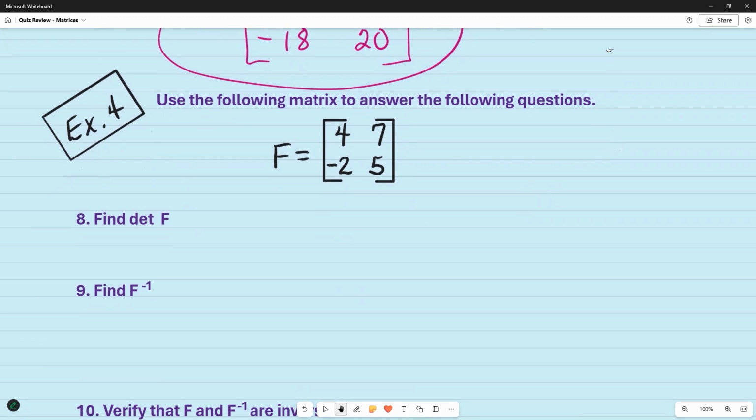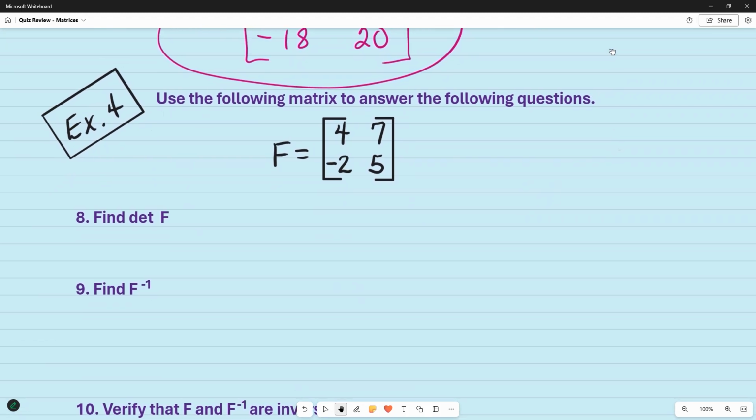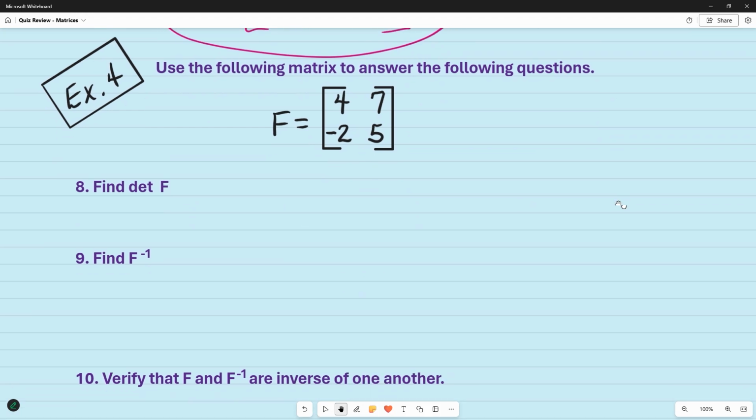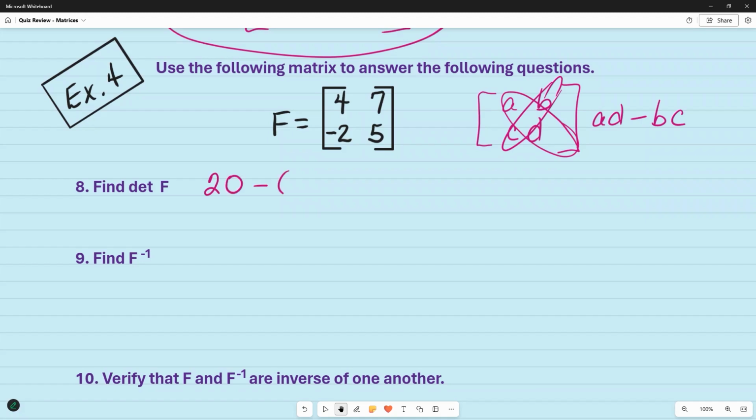Now for part 4, it says use the following matrix to answer the following question. So I'm using F this time. DET stands for determinant, and I want to use the formula which tells me to take AD and then I'm going to subtract BC. So AD in this example is going to be 4 times 5, which is 20, minus B times C, which is negative 14. And we know that when you have two minus signs next to each other, that turns into a positive. 20 plus 14 is going to be 34.